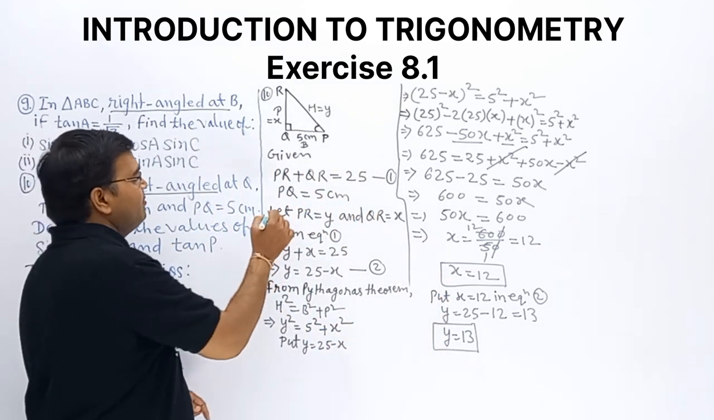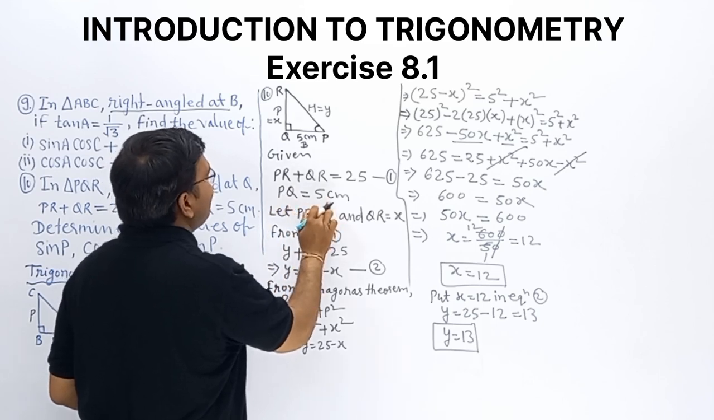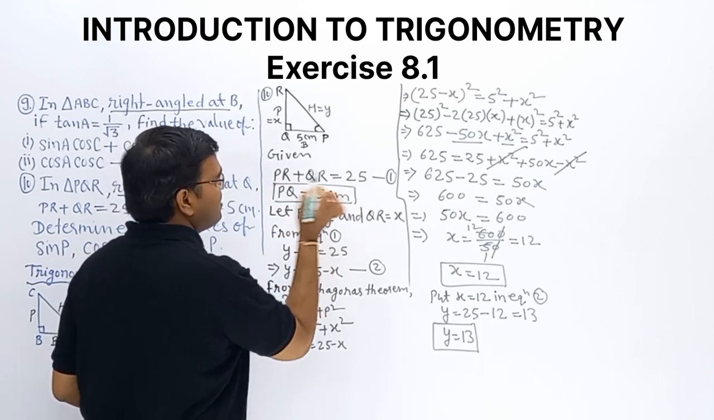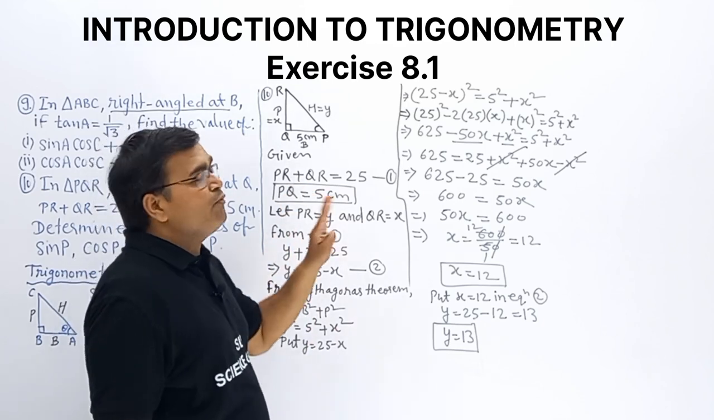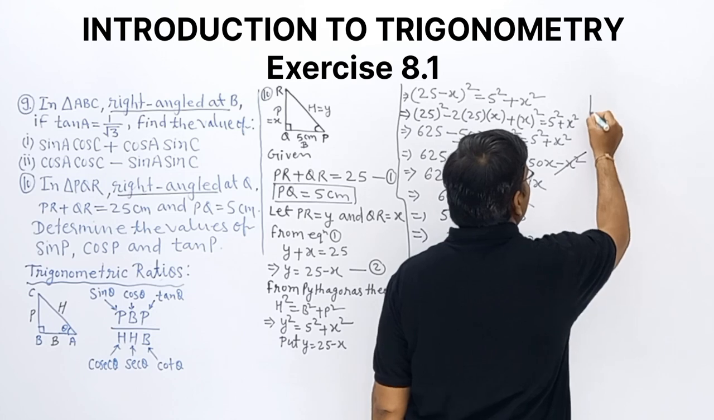Already we have PQ equal to 5 centimeter, and it is the base. Already we have the base. So now we have all the sides, so we can find the ratios easily.